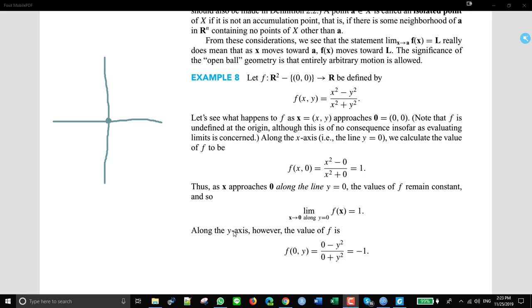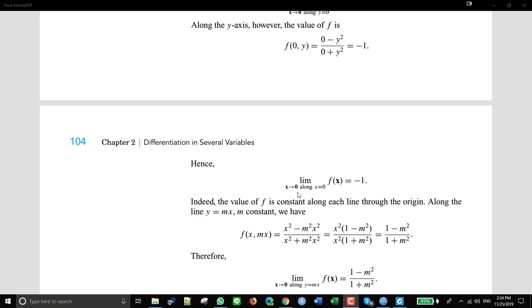Along the y-axis, however, when x is equal to 0, then what happens? Then this is 0 and this is 0, and therefore we're getting minus 1. So the limit as we approach on this path is different than the limit as we approach the origin on this path. So here we would write the limit as x approaches 0, but before we said along y equals 0, now we're saying along x equals 0, and now it's equal to negative 1.